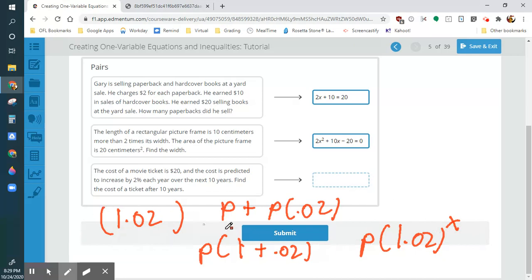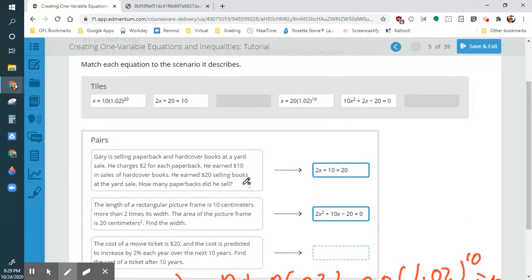Now, the difference here is that we actually know our P. We know what we start with. We know our price at the beginning. So we're going to say 20 is our price, and then this is going to equal 1.02, and then 10 years, and this is going to be our new price. I'm going to call it N for new price.